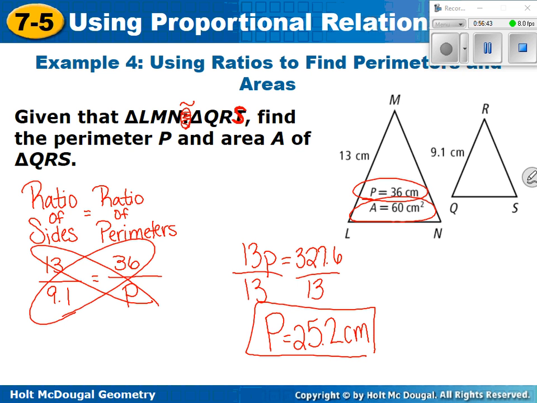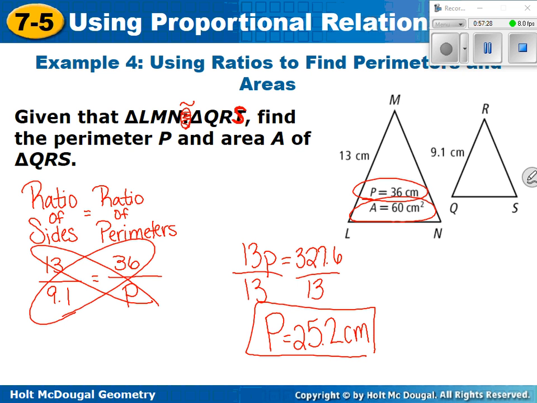We don't know the area of the second triangle. That's what we're looking for, so we're going to put an A for area. The ratio of the areas should equal the ratio of the sides squared. So what's the first side? 13, but we're going to do what to 13? Square it. What's the other side? 9.1, but we're going to square it. Okay? And then we can just simply square those and cross multiply. 13 squared, I already know, is 169. 9.1 squared, that's what? 82.81.